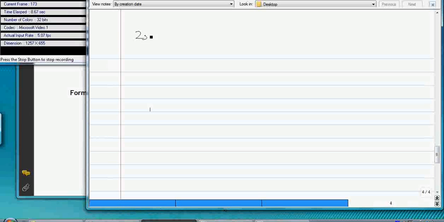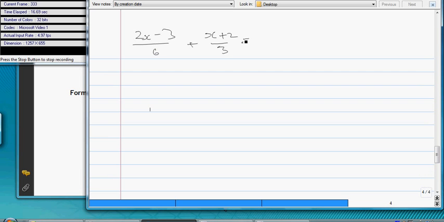We've got (2x minus 3) over 6 plus (x plus 2) over 3 is equal to 5 over 2. Okay, this is an equation. Now if we wanted to, we could double both sides, but nobody wants to. We'll multiply by 6. So we'll do 6 times this, which is (2x minus 3) over 6, plus 6 bracket x plus 2 over 3, is equal to 6 times 5 over 2.